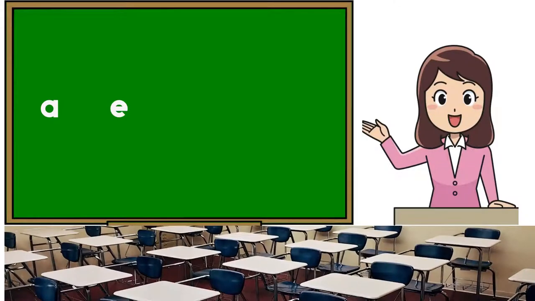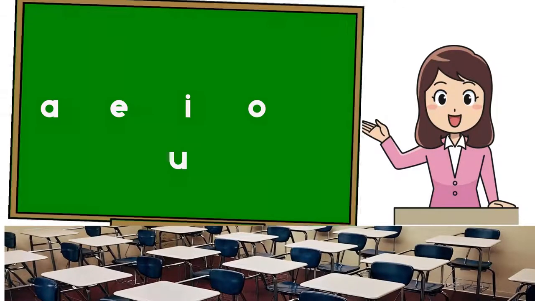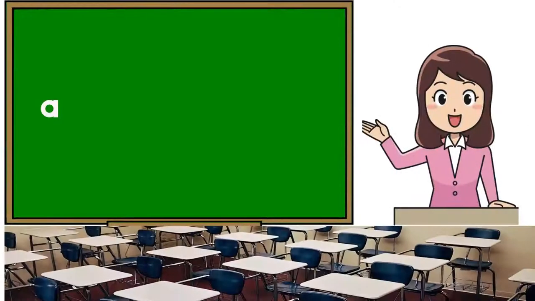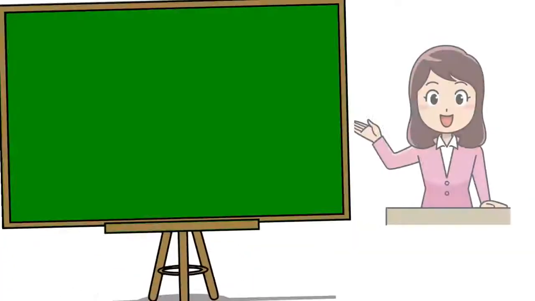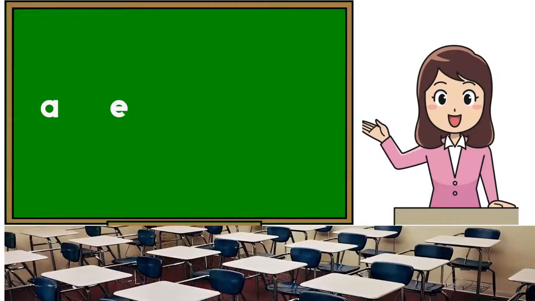Let's say the sound of each vowel, okay? A, E, I, O, U. Again. A, E, I, O, U.